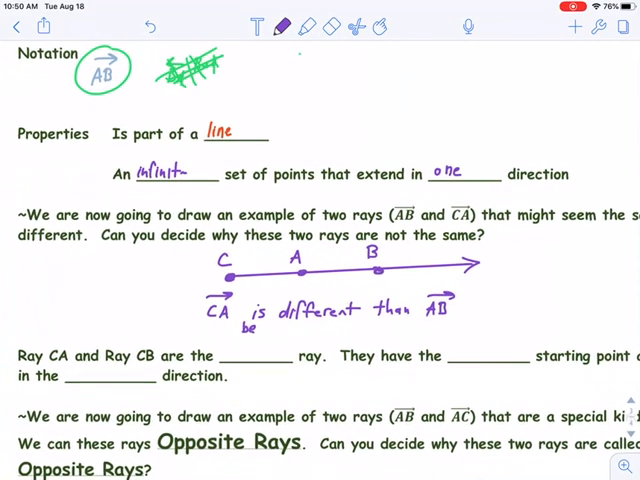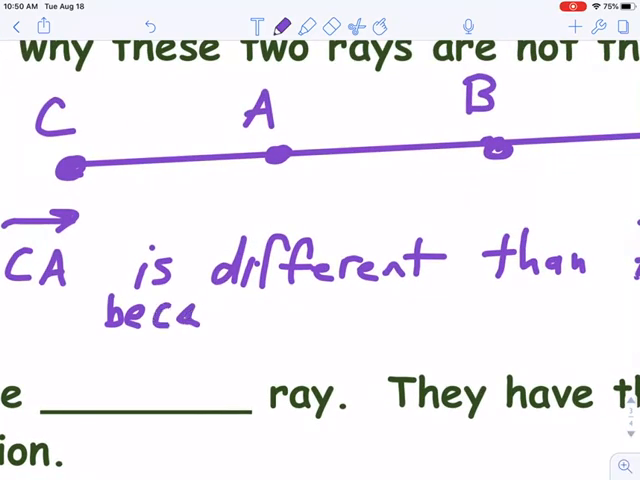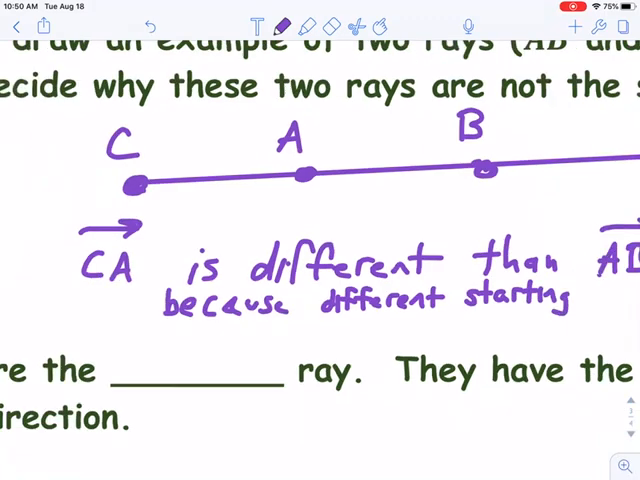because I guess I could have put it down here. CA is different than ray, actually, time out. Me confusing myself. It's different than AB because different starting points. They both don't start at C. Different starting points.